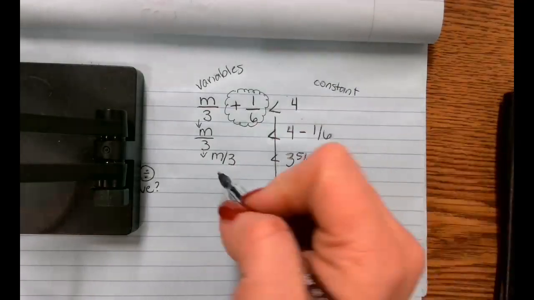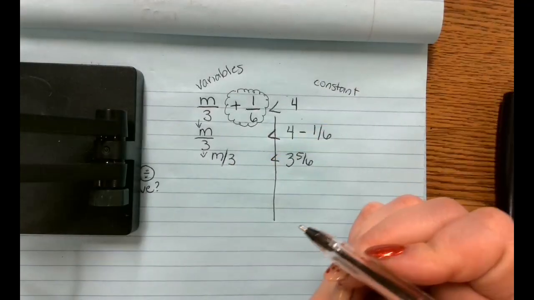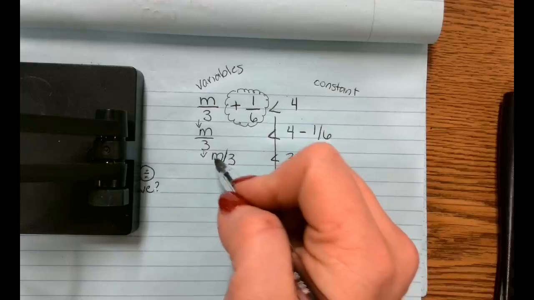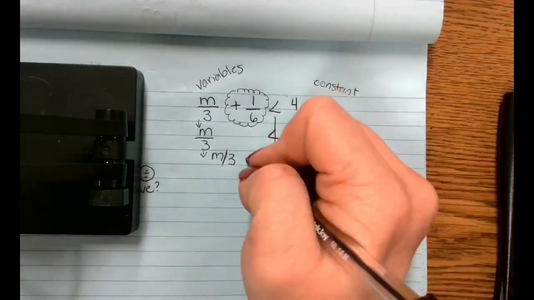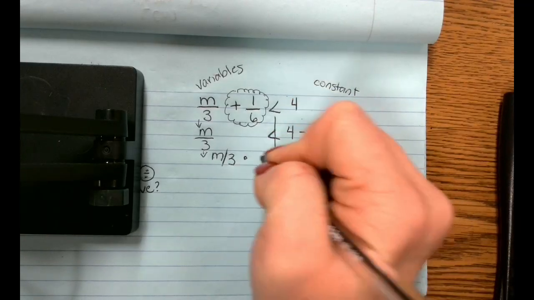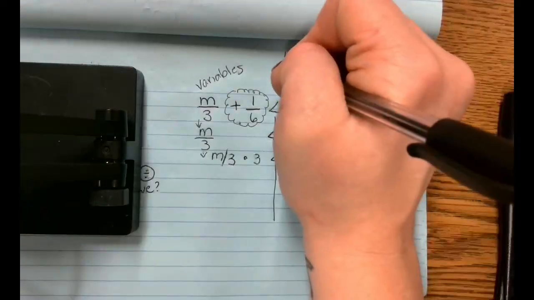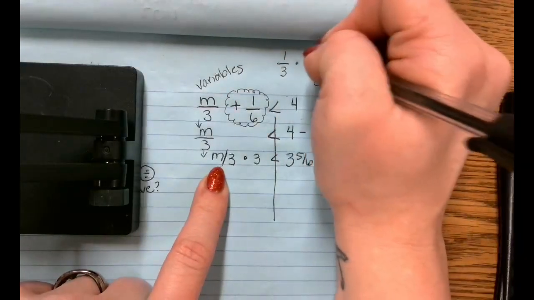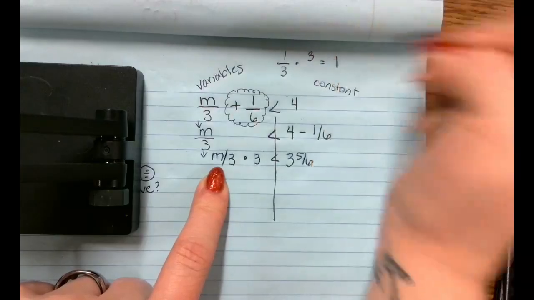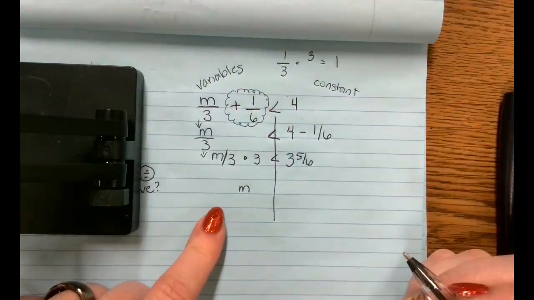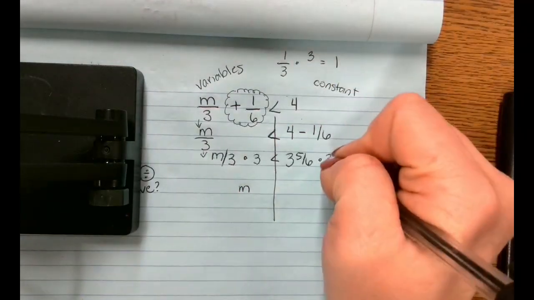All right. As a reminder, this is a fraction bar, and fraction means division. So in order to get rid of that, I am going to multiply by 3. And that works because 1/3, which is essentially what that is, times 3 is 1. And we want it to be 1m. Now whatever I do to one side, I'm going to do on the other.